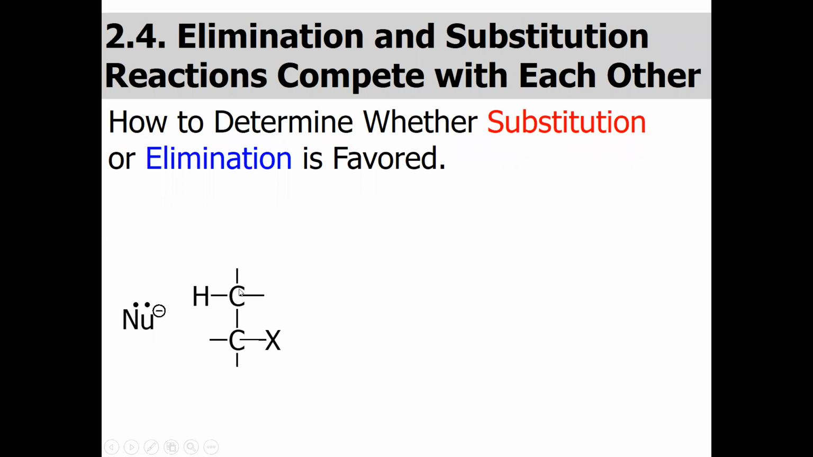See, this is the alkyl halide. This carbon is bonded with this halogen. Of course, this is the alpha carbon and this is the beta carbon and this is the beta hydrogen. Once the nucleophile attacks at this carbon, and you have the removal of this halogen, of course this is an SN2 reaction, definitely a substitution.